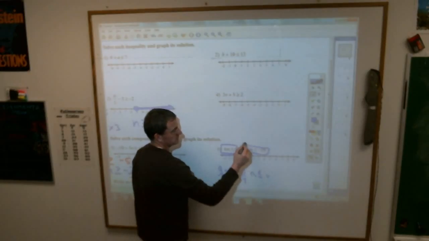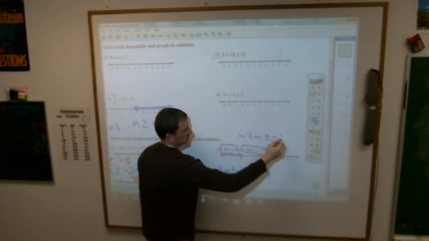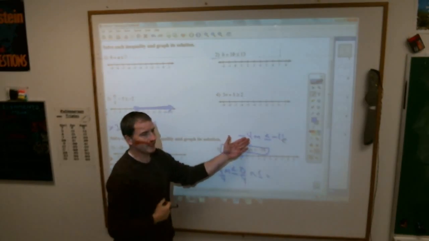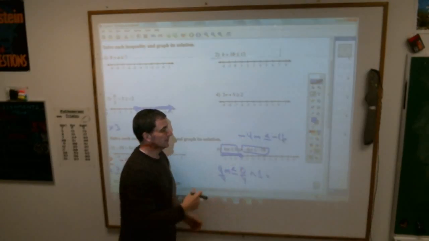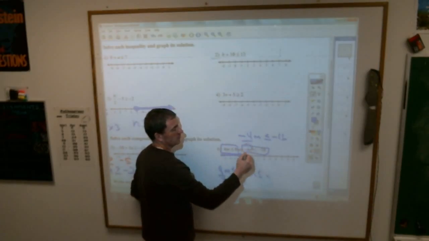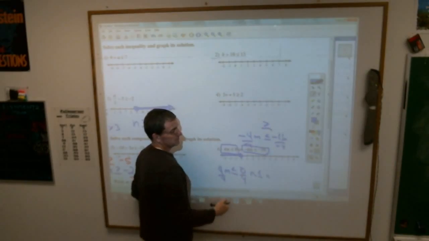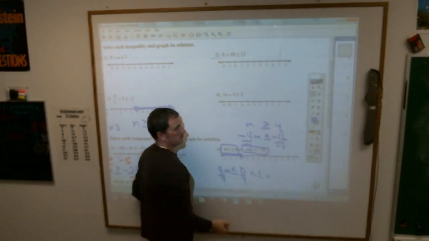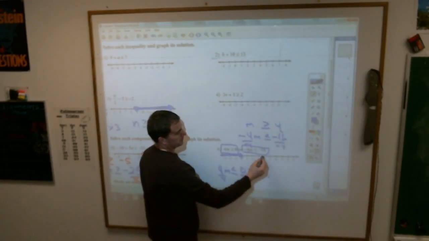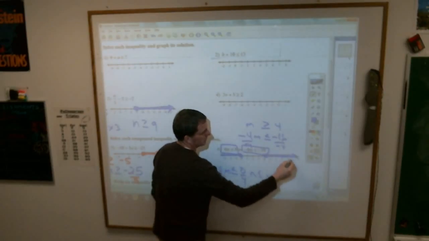This one here, right off the bat, the bells and whistles start going off in my head that my m is negative, which means in the end my sign is going to change to its opposite direction. Because when I divide by a negative 4, this sign has to change to its opposite. Negative 16 divided by negative 4 is a positive 4. So there's my positive 4 equal to that equation.